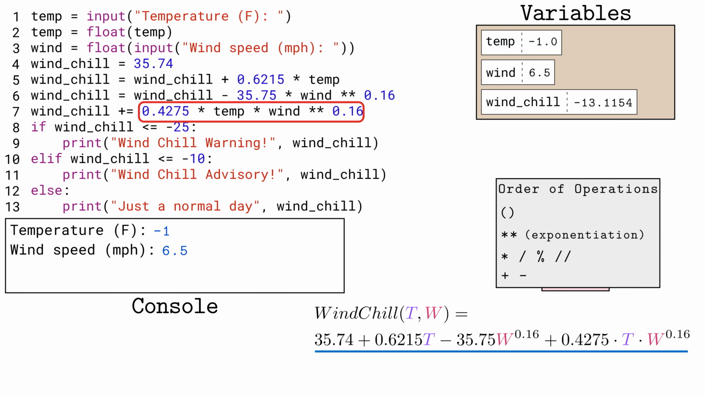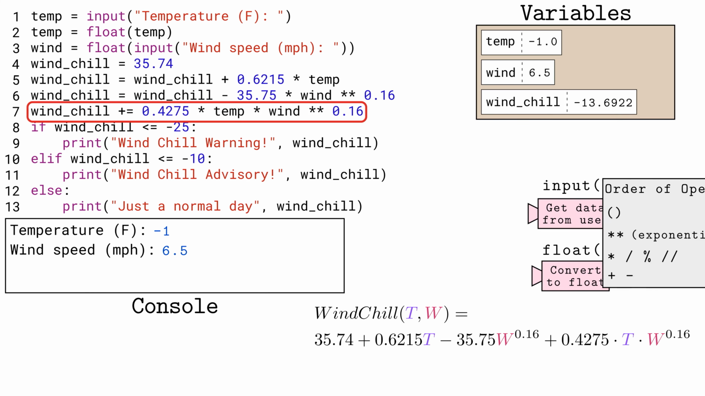For the plus equals operator on line 7, Python is going to compute the entire right side of the formula before adding it to the wind chill variable and saving the result back into the wind chill variable. Order of operations says to calculate the exponentiation first using the wind variable, and then multiplication is done from left to right. This result is then added to the wind chill variable, completing the formula. The calculated wind chill is about -13.7 Fahrenheit.